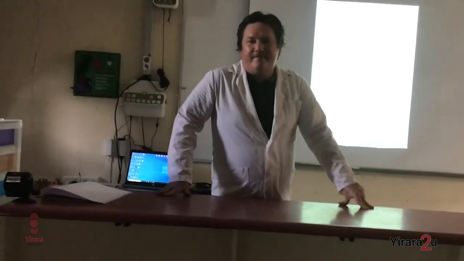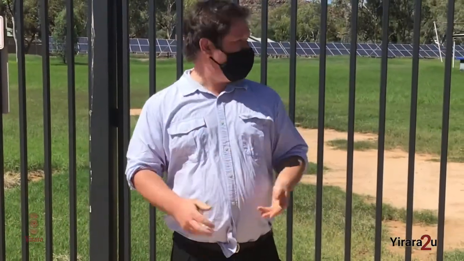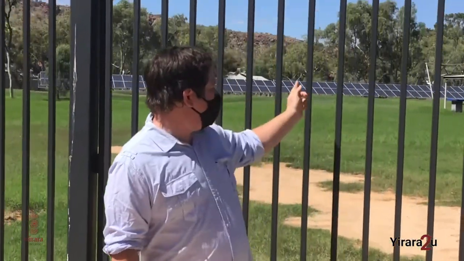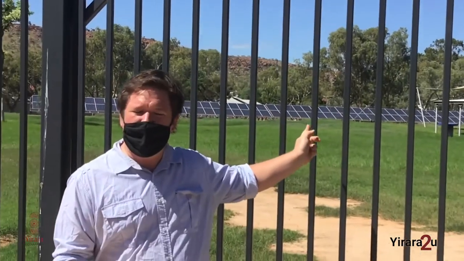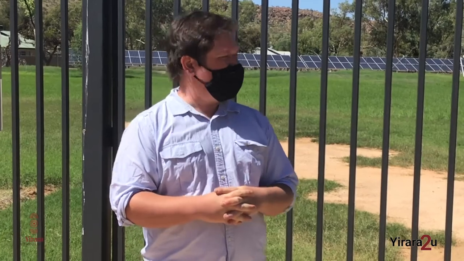Let's go. Here we are at the Alice Springs Town Pool. Over to my right, you can see all of the solar panels. These panels convert light from the sun directly into usable electricity. So remember, the light from the sun, not the heat. Now we're going to go and check out another form of solar.